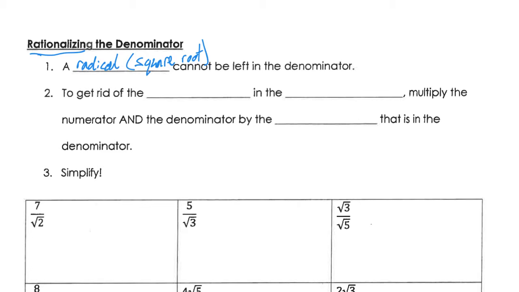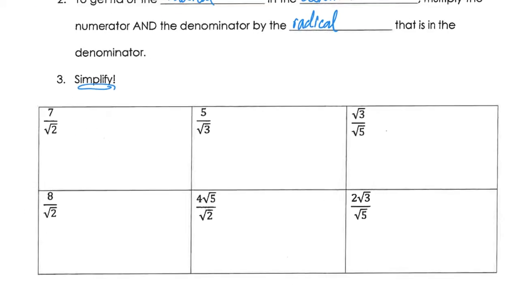So to get rid of the radical in the denominator, multiply the numerator and the denominator by the radical that's in the denominator. So you're multiplying by that radical. Whatever square root's in the bottom, you multiply, and then always simplify. So let's take a look at this first one here.